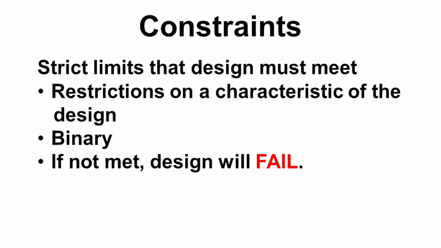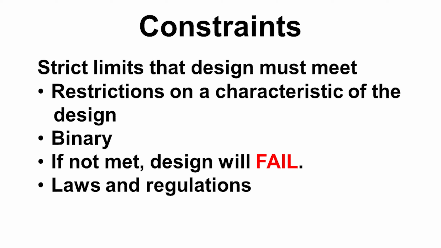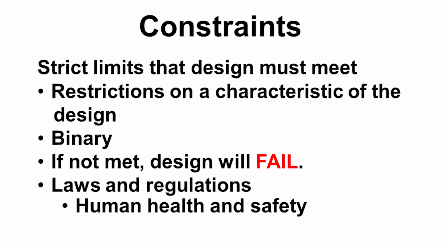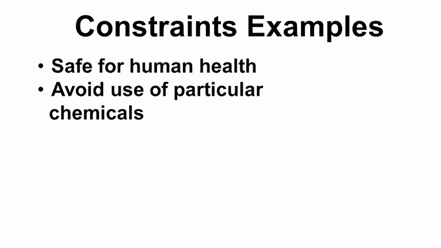Constraints can relate to laws and regulations, especially with regards to human health and safety, as well as the protection of the environment. You can learn about constraints through research. Examples of constraints for your water bottle would be that you can't produce an unsafe water bottle and you need to avoid the use of particular chemicals in the manufacturing process.